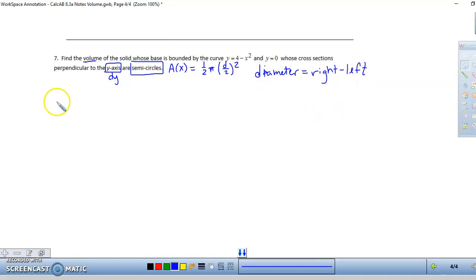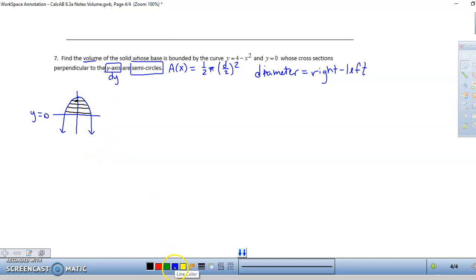Okay, so first thing I'm going to do is just sketch it since I don't have a sketch. And it's going to be y equals 4 minus x squared. Okay, so let's graph that. We have 4, and then minus x squared would go like that. It's also bound by y equals 0. So remember, this is y equals 0. But this time we're doing dy. So you want to think about these semicircles being perpendicular to the y-axis. So they're going to be going across in that direction.